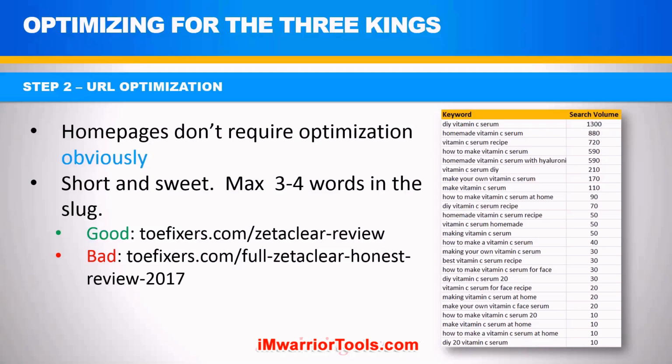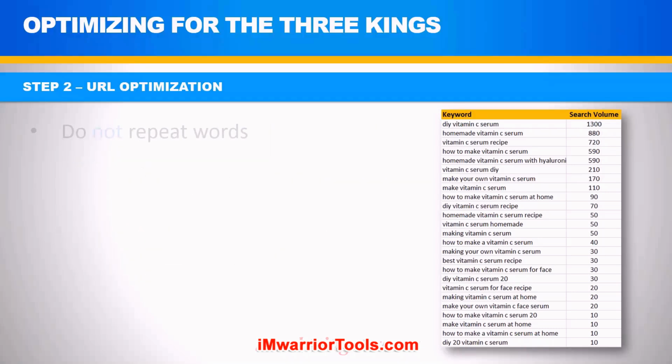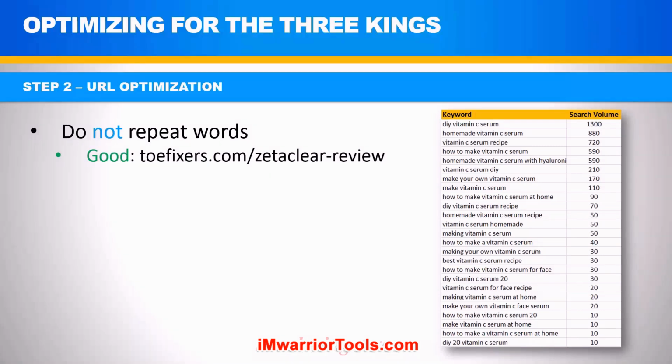Now what do you reduce it to? The second thing you're going to want to do is don't repeat words. Now an example of this is like we could go toefixers.com/zetaclear-review. That's fine. No words are repeated in this URL. But a bad example would be zetaclearpros.com/zetaclear-review. Now the issue with this is, well, first off, this isn't going to get you into an over-optimization problem by all means. Double counting a word in the URL isn't considered spamming or keyword stuffing at all.